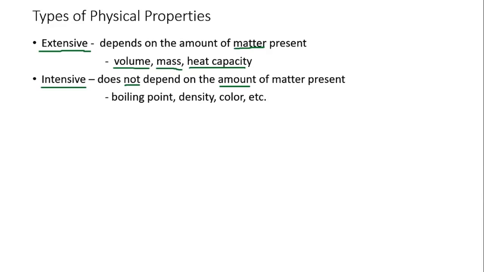And these are things like boiling point, melting point, density, color, malleability, ductility, what else? Solubility. So these don't depend on the amount of matter present. And these are called intensive physical properties.